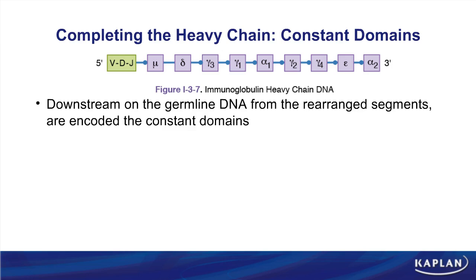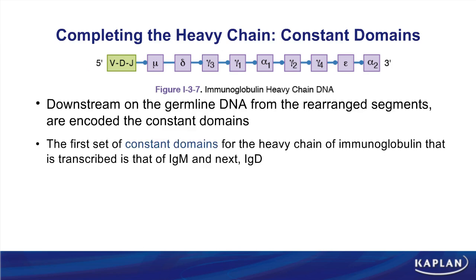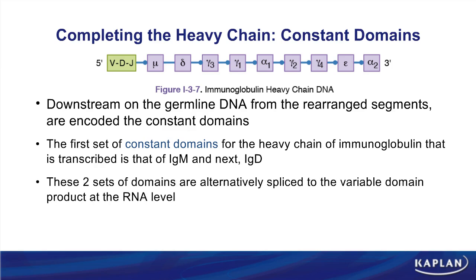We've already discussed how the variable region of the heavy chain is generated through gene rearrangement, but you can see downstream of the rearranged variable region are the constant regions. The constant regions dictate the isotype, or the class, of antibody. The first set of constant domains that you see are mu and delta. And until a B cell comes in contact with antigens, those are the only 2 constant regions that you can generate. You will also recall that it is the IgM and the IgD molecule that are found on the surface of a naive B cell.